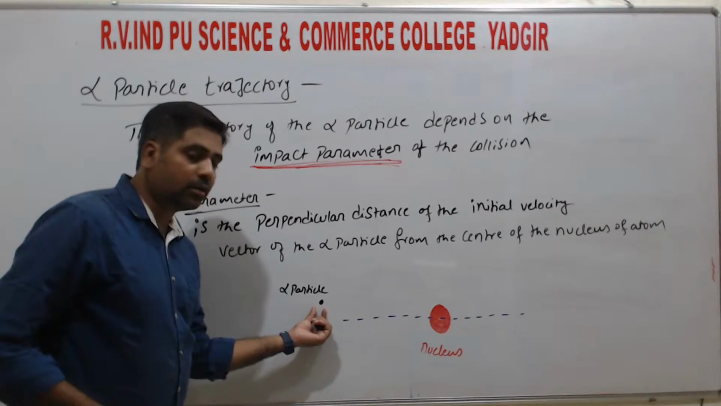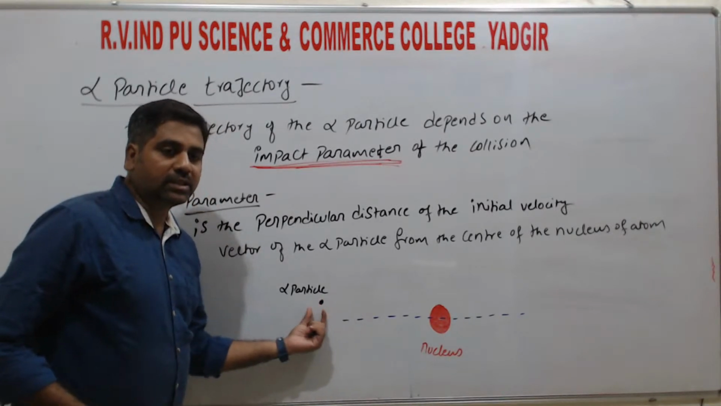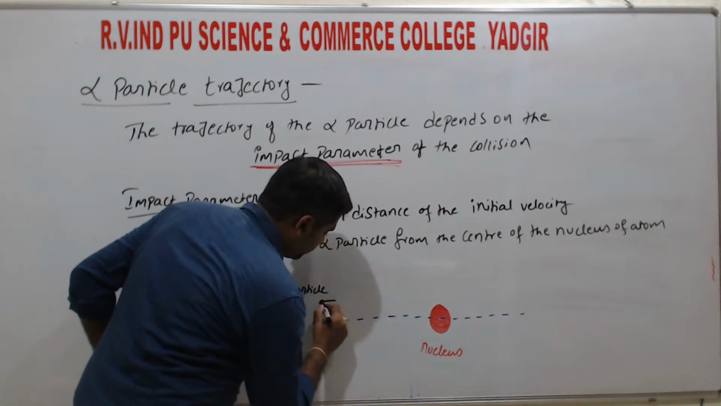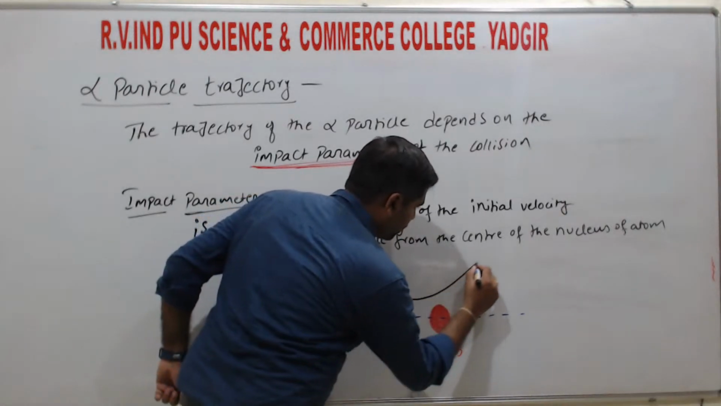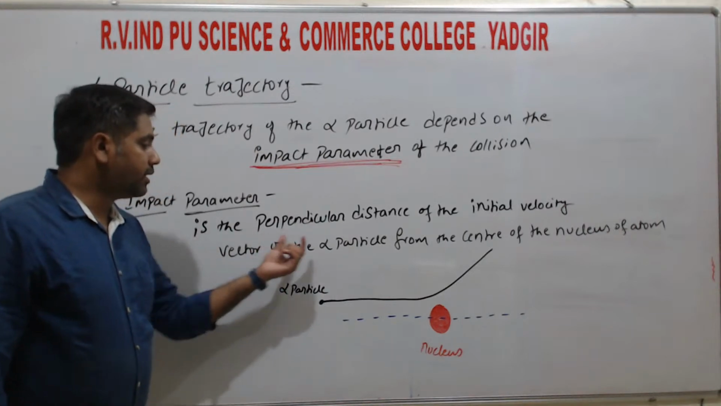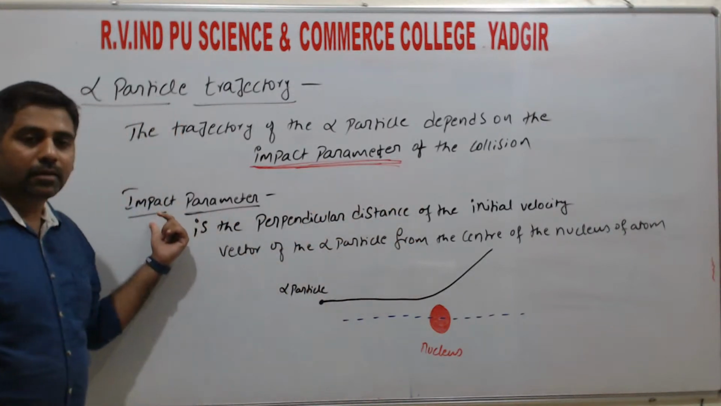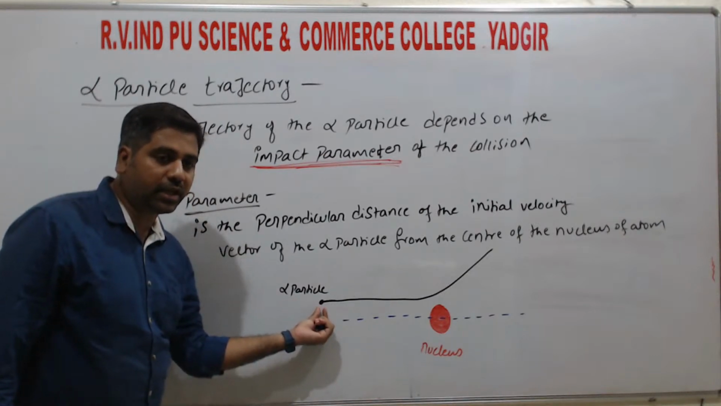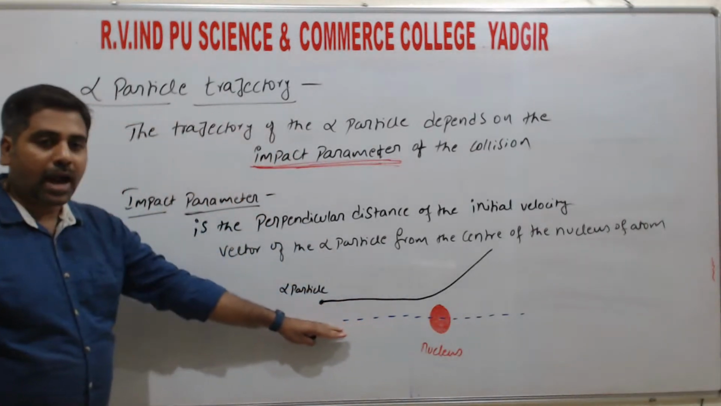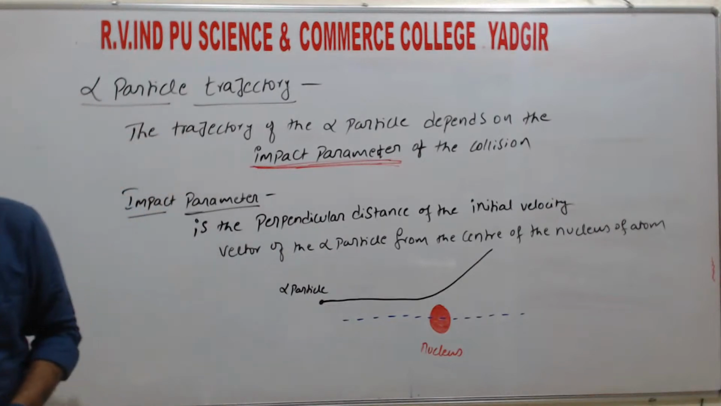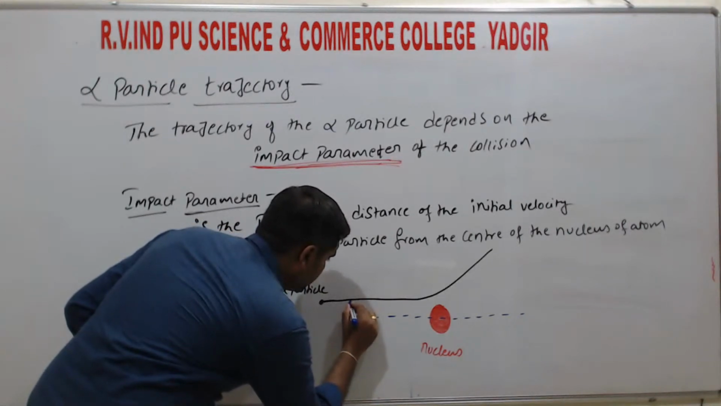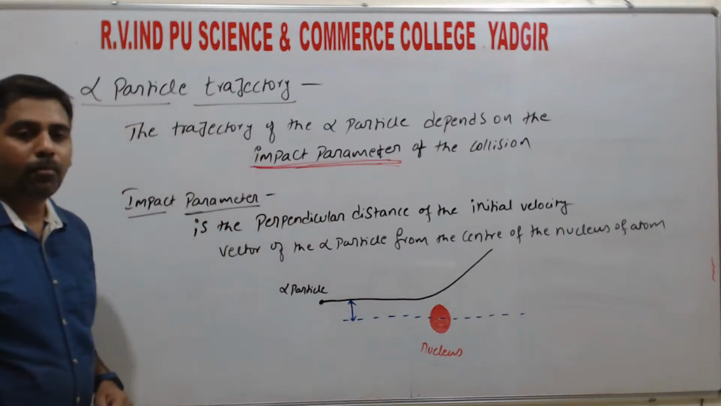This alpha particle has started with an initial velocity, right? The path followed by this alpha particle goes like this. So here we get the impact parameter. This one is the initial velocity of the alpha particle, and here the center of the nucleus, here we have the axis. So this distance is called the impact parameter.